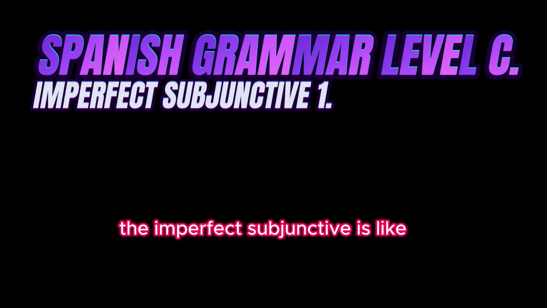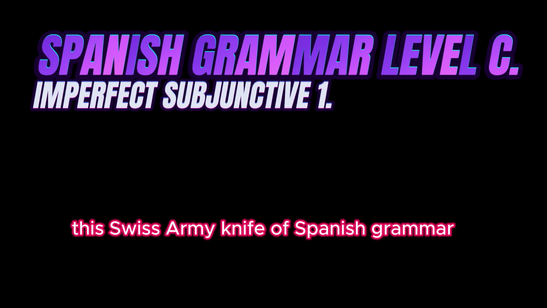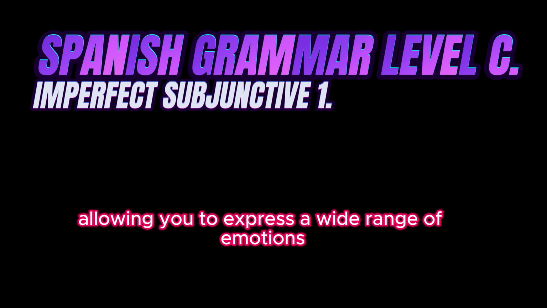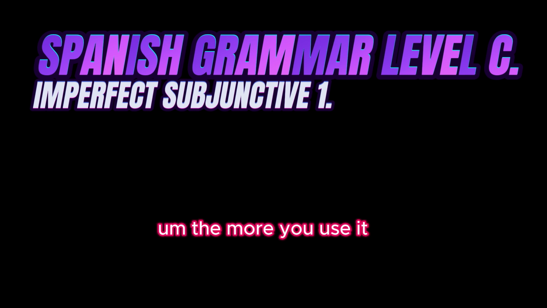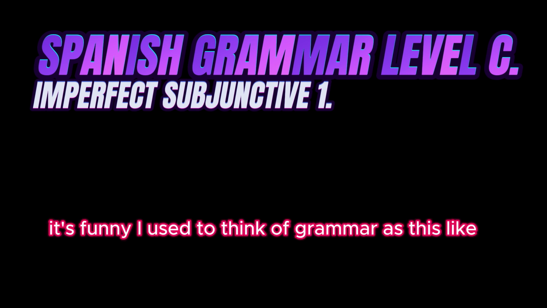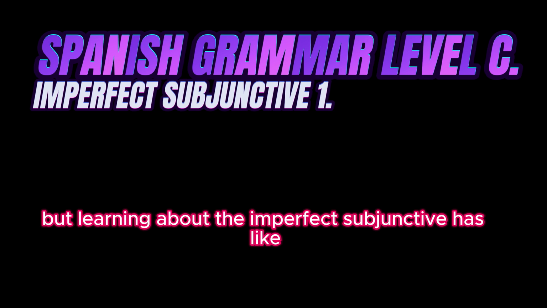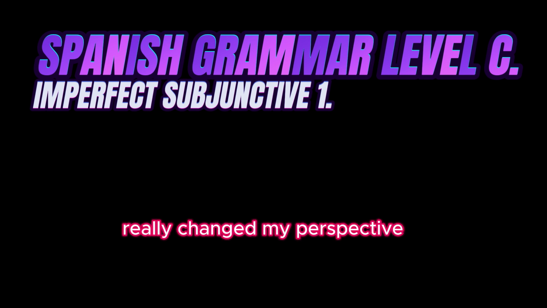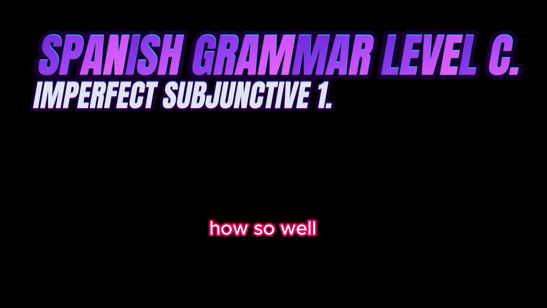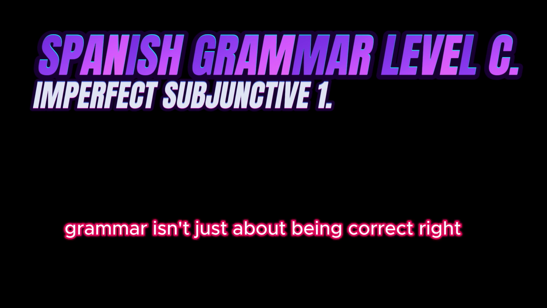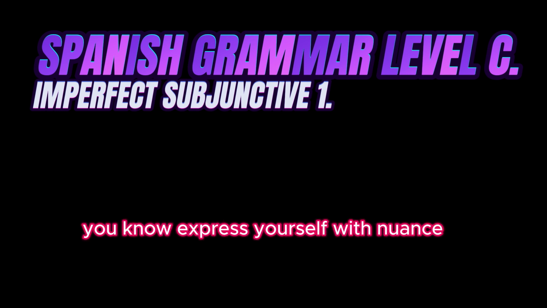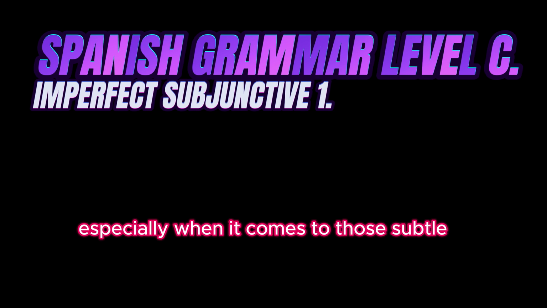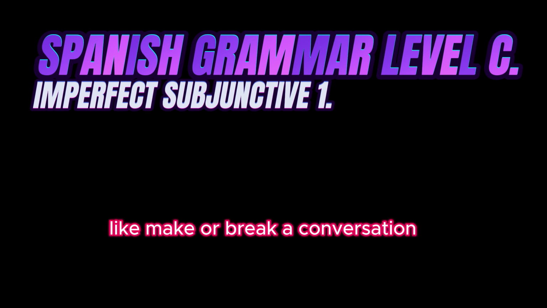So in a nutshell, the imperfect subjunctive is like this Swiss Army knife of Spanish grammar, allowing you to express a wide range of emotions, possibilities, and cultural nuances. It really is. And just like a Swiss Army knife, the more you use it, the more comfortable you become with all its different functions. So true. I used to think of grammar as a set of rigid rules, but learning about the imperfect subjunctive has really changed my perspective. Oh, how so? Well, it's made me realize that grammar isn't just about being correct. It's about having the tools to express yourself with nuance and precision, especially when it comes to those subtle cultural cues that can make or break a conversation.